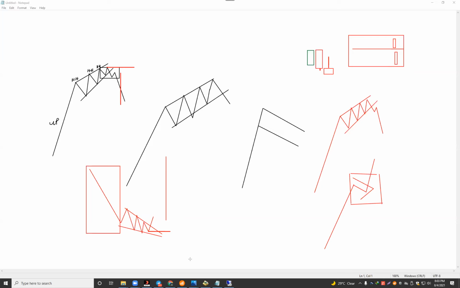Sometimes you will find this pattern. Mostly you find this, right? This is your ascending triangle. Yes, sir. This is a bilateral pattern. It can be the continuation, it can be the reversal.